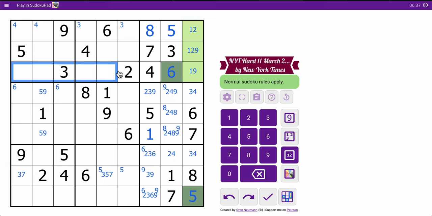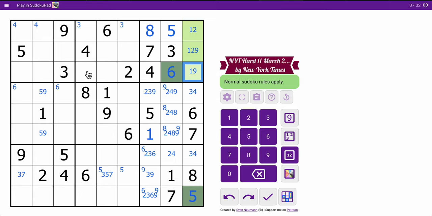2, 4, 6, 3 in row 3. What else looks in here? Okay, these can't be 5 or 9. This can't be 9 either. So those can't be 9. 9 can only be here or here. Do I have a 5-9 crossing? I might, actually.